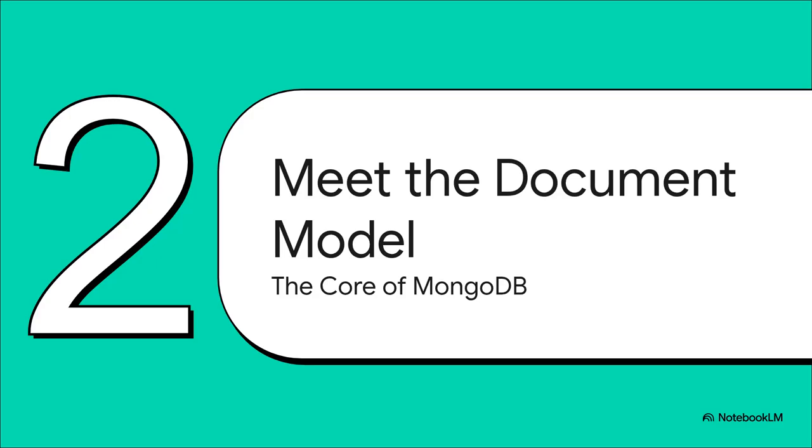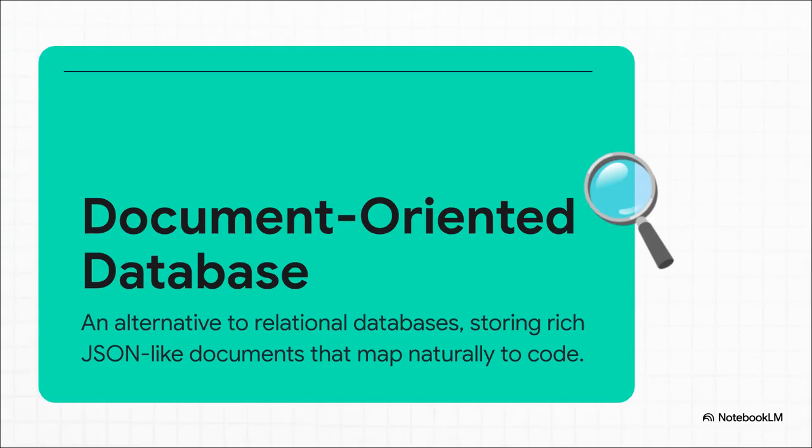Okay, so if the old way of using tables is the problem, what's the solution? Well, MongoDB's answer is this really elegant idea called the document model. And trust me, it is a total game changer. So at its heart, MongoDB is what's known as a document-oriented database. Instead of rows, it thinks in these flexible JSON-like documents. But the key phrase here, the one that matters most to developers, is that they map naturally to objects in code. What that means is the data in your database looks almost identical to the data in your application. And that simple idea gets rid of a ton of complexity and friction.